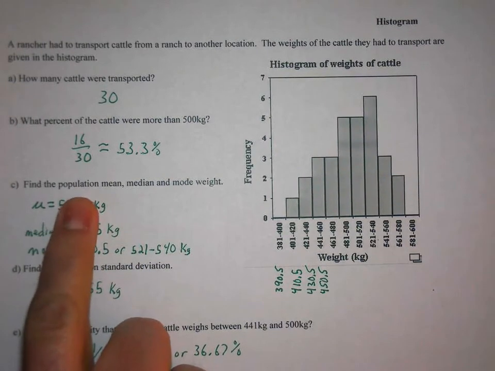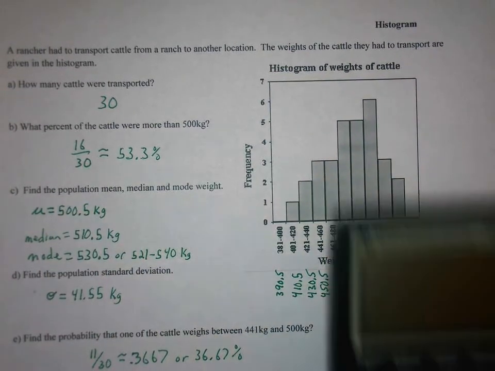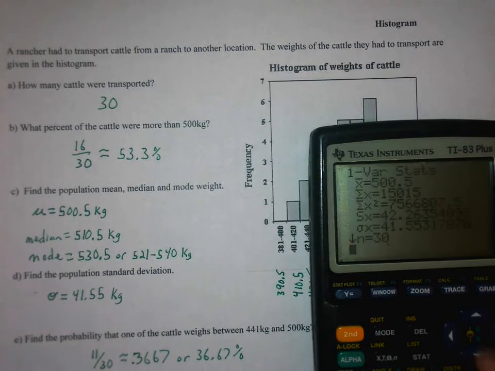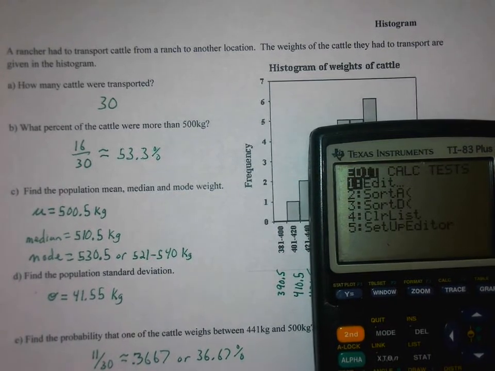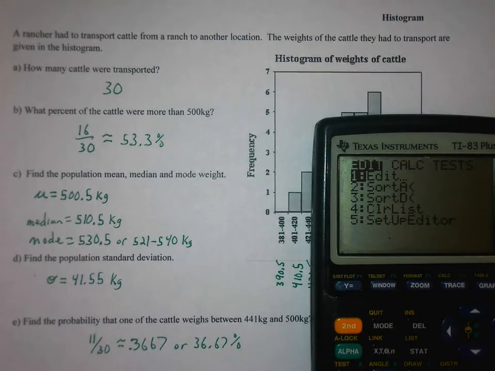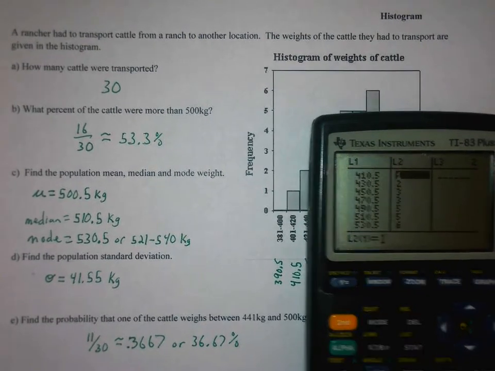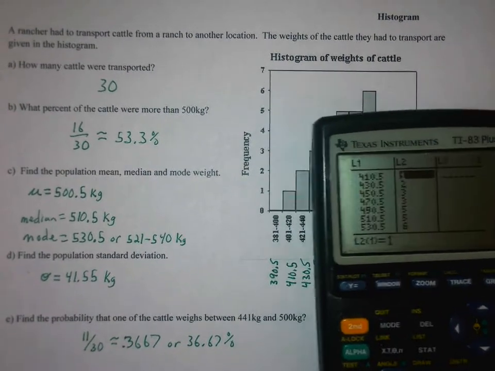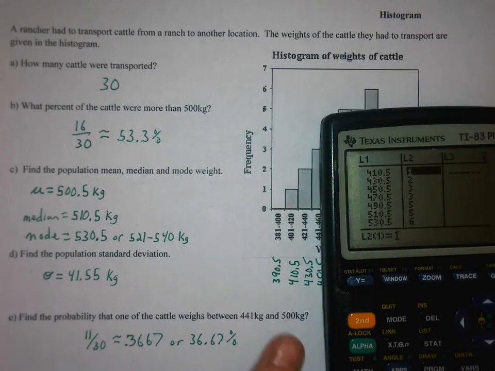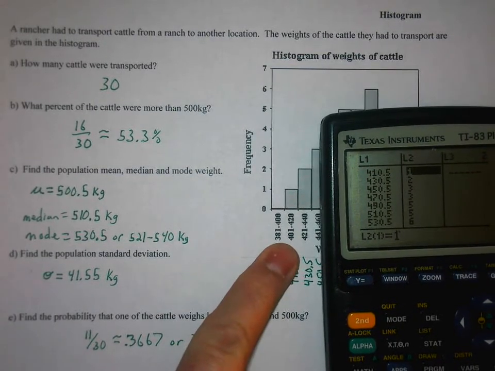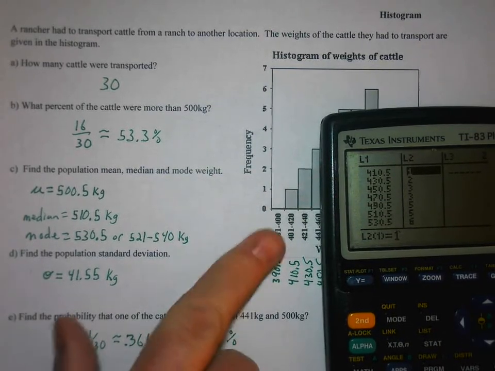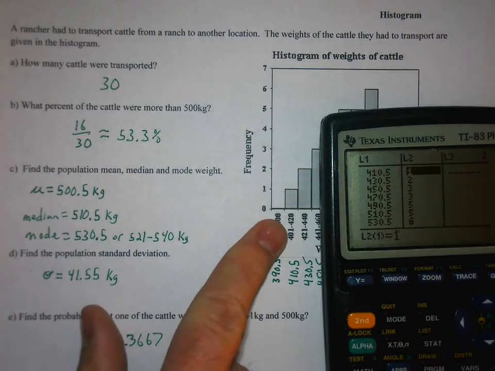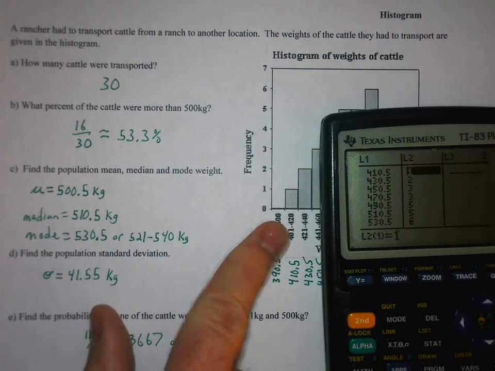values for the population mean, median, mode, you want to go to your calculator and press stat, and then edit, and then you can enter in your values across the bottom, which represent the weight in kilograms, and then the frequency into list 2. Now, because we have intervals, you want to put the midpoint of the interval.